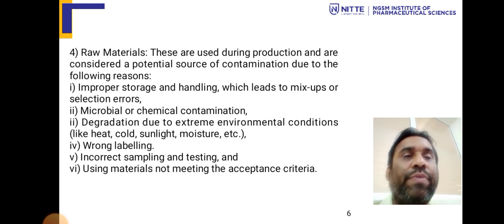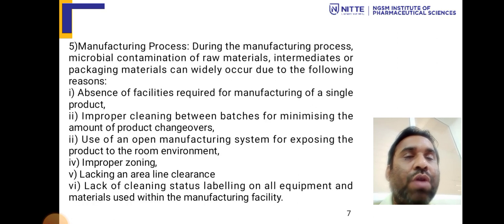Raw materials, when we talk about raw materials, they are used during the production and are considered a potential source of contamination due to the following reasons: inappropriate storage and handling, which leads to mix-ups or selection errors, microbial or chemical contamination of the raw material, degradation due to extreme environmental conditions like heat, cold, sunlight, moisture content, etc., wrong labeling, incorrect sampling, and testing using materials not meeting the acceptance criteria. So these are all the problems we can see in the case of raw material.